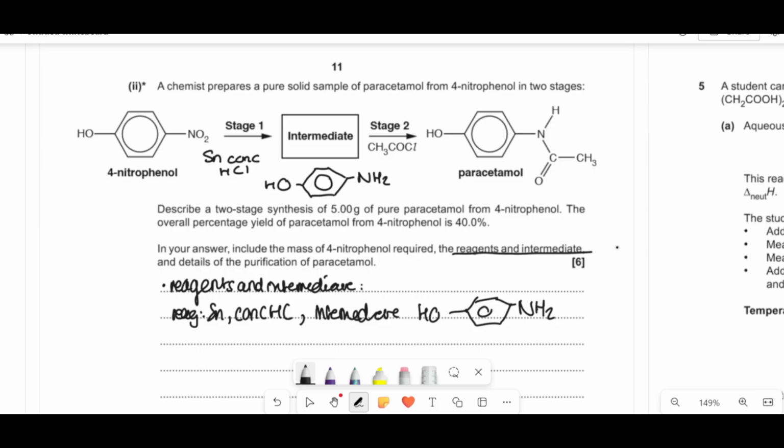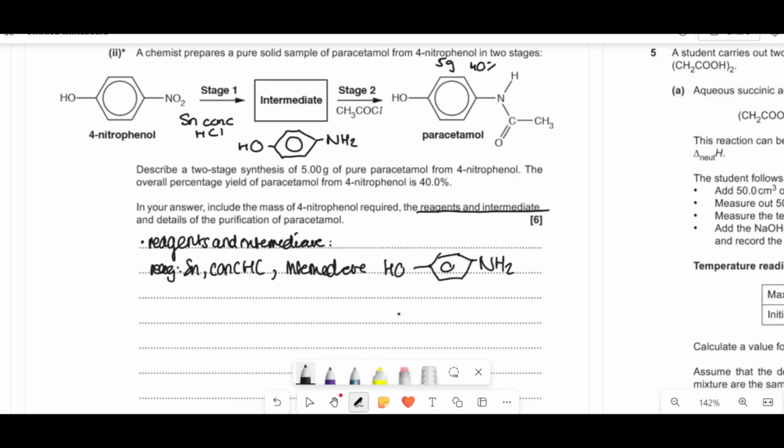So reagents, intermediate, happy. Now we need to figure out the mass of the 4-nitrophenol required and all of that jazz, right? And then also how you would actually purify it. So here, let's work out what we have. So we want to make 5 grams of this, right? From 4-nitrophenol. This question is saying you want to make 5 grams, which means that your percentage yield, once you've applied it all, is going to be 5 grams in the end, as in what you end up making is that, factoring in the losses.